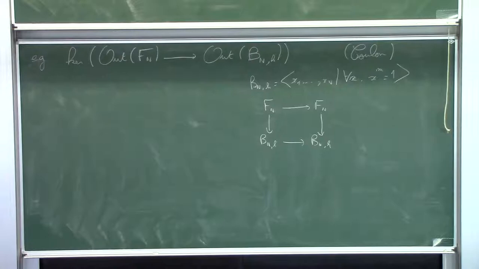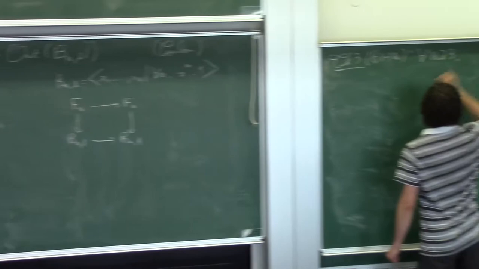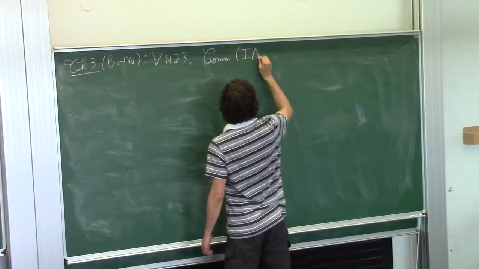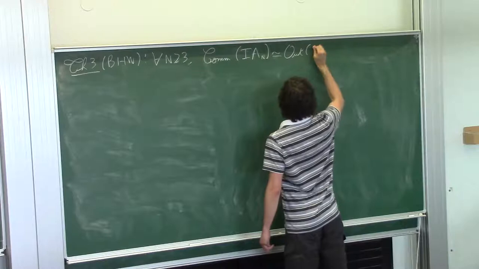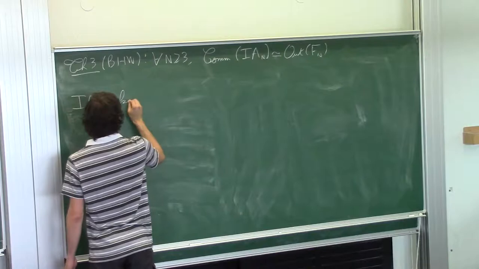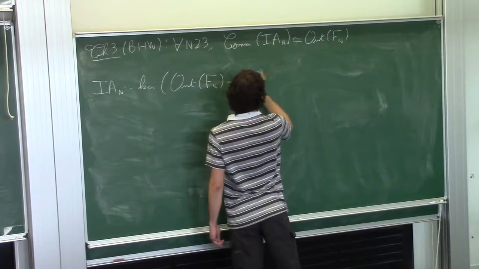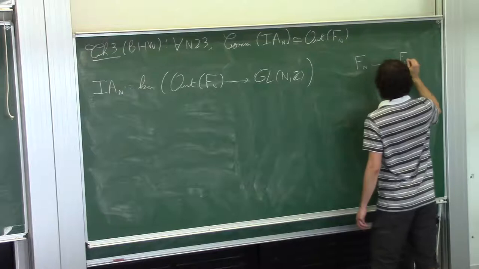Okay, another interesting normal subgroup of Out(F_n) is its Torelli subgroup. And here again, we can show that for all n at least 3, the abstract commensurator of the Torelli subgroup of Out(F_n) is Out(F_n). It's the kernel of the natural map from Out(F_n) to GL_n(Z) given by just passing to the homology action.